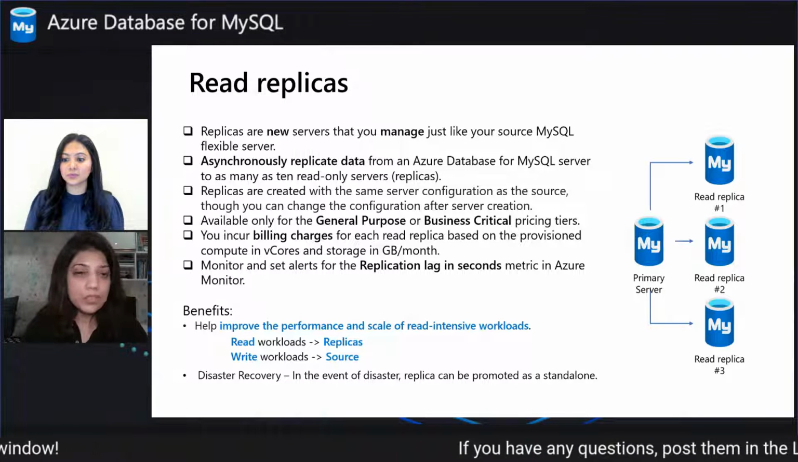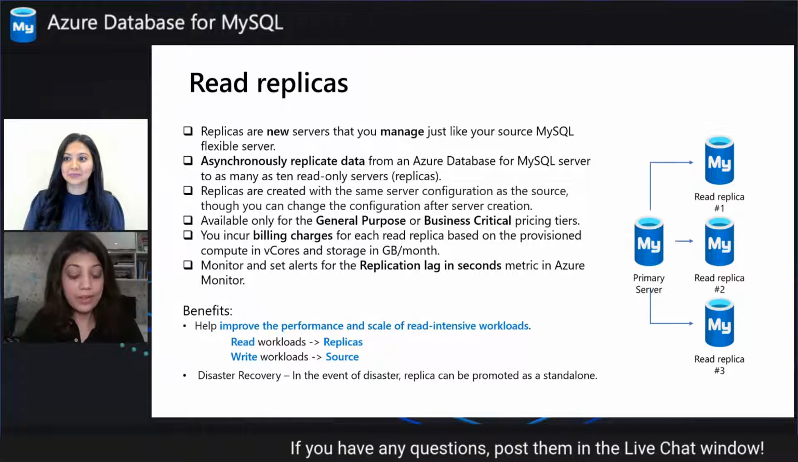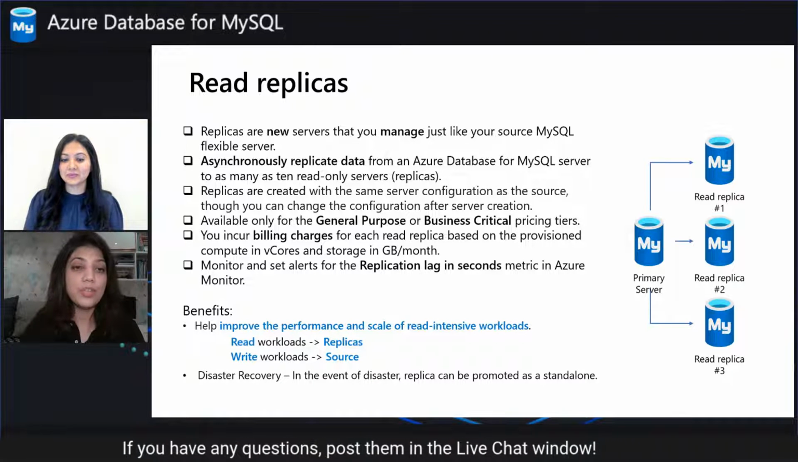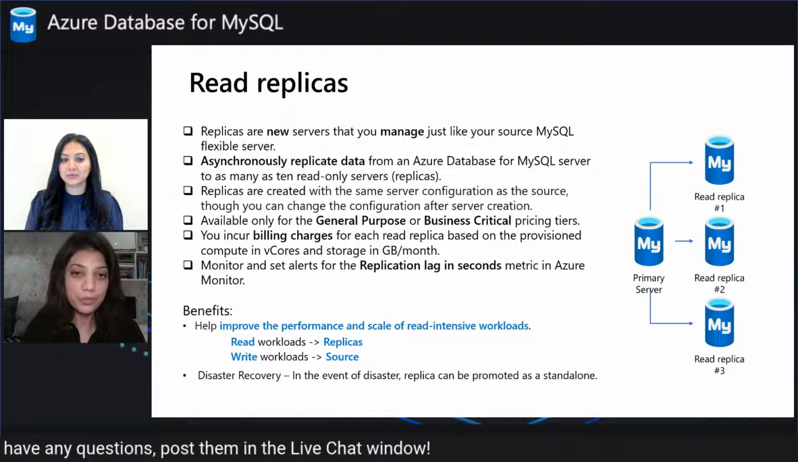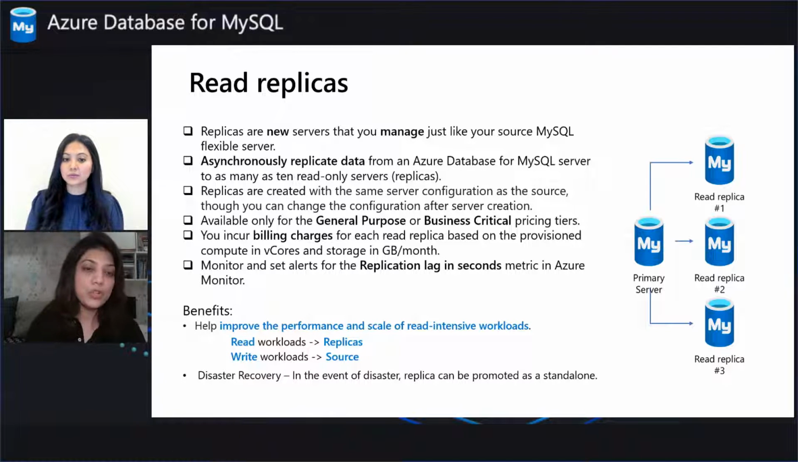Some of the characteristics of read replica are that at any point of time, you can spin up to 10 read replicas for a given source server. When you provision a replica, it is created with the same configuration as the source. After provisioning, this configuration can be edited and upgraded for the read replica. Read replicas are available only for general purpose and business critical pricing tiers, and the billing for each read replica is separate, based on the compute configuration and the storage configured for the read replica.